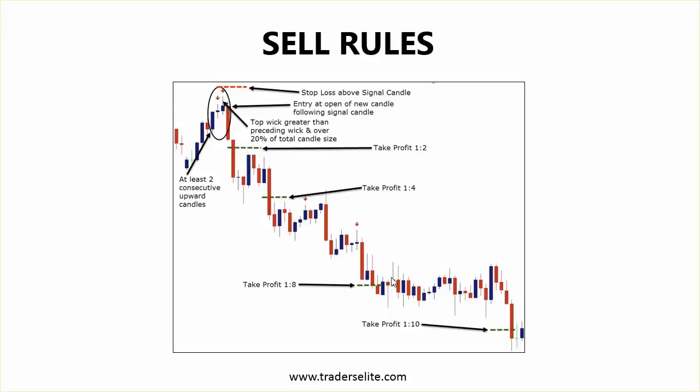Okay, and then we get this nice big fall down. Take profit 1-to-2. Risk reward ratio 1-to-4 here, 1-to-8. This one actually generated a 1-to-10 risk reward ratio.